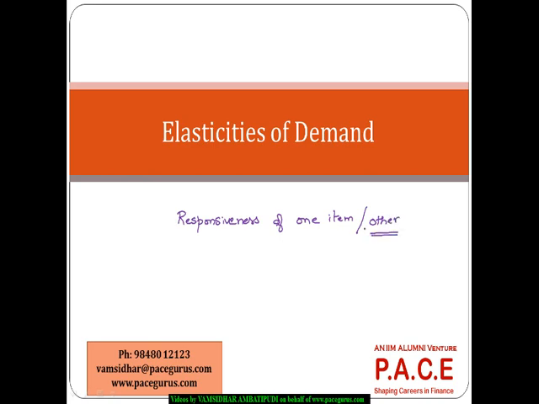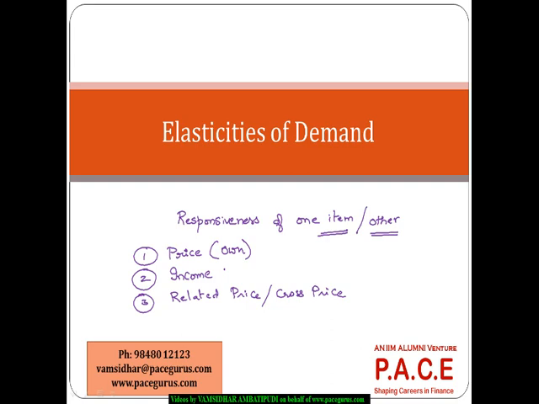When this item is changing, the extent to which this particular item is responding is what we call elasticity. So here we would be talking about three major elasticities of demand. One is the price elasticity of demand. Another, we look at it as the income elasticity of demand. Then we'll talk about related price elasticity of demand, or sometimes we call it cross price elasticity of demand. This price elasticity we also call the own price elasticity of demand. So we'll try to understand these concepts.